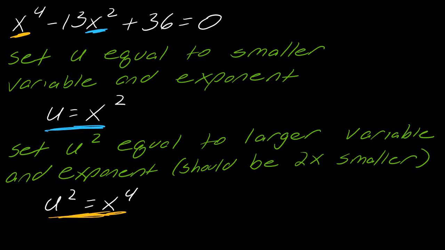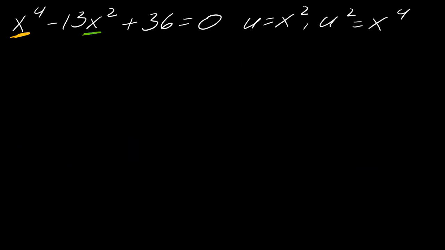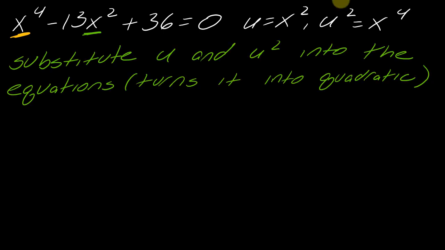Now that I've done this, I'm going to write this over on the side. So I'm going to have u equal x squared and u squared equal x to the 4th. Let me clear a little space. And the next thing that I'm going to do is substitute my u and my u squared into the equation. So where I have this x to the 4th, I'm now going to write u squared.